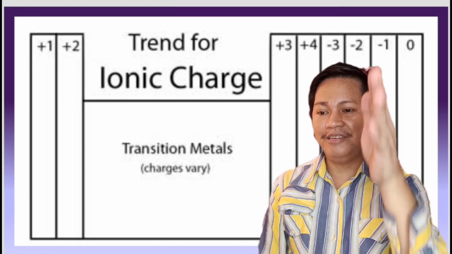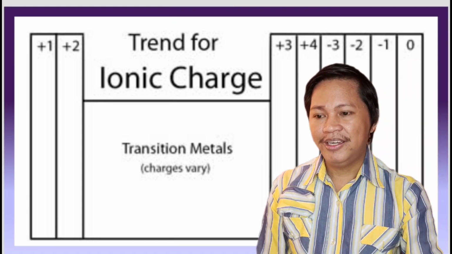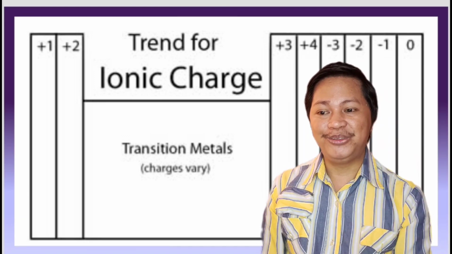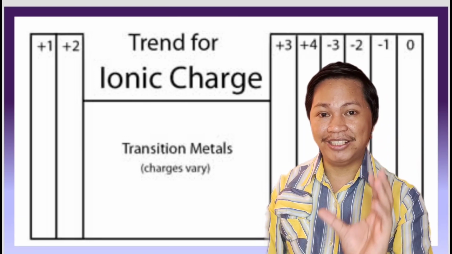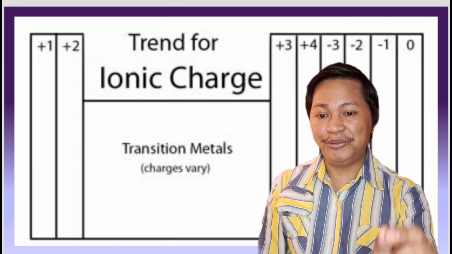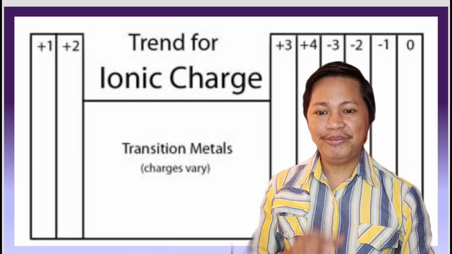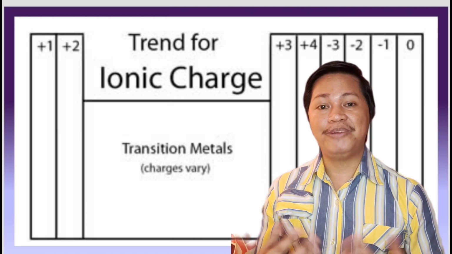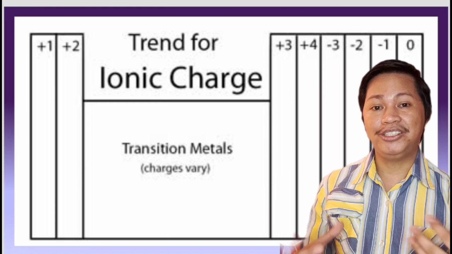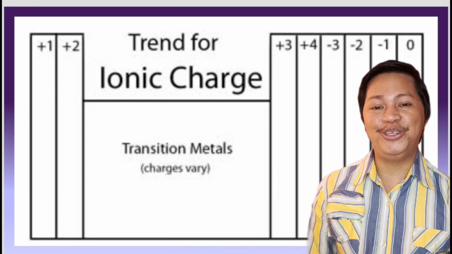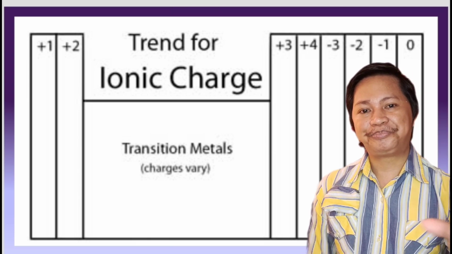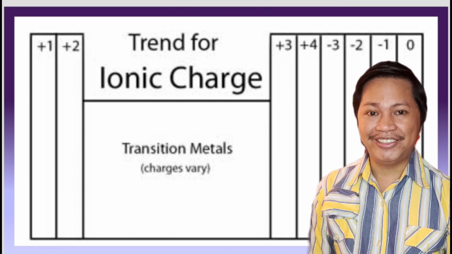For example, elements in group 1, meron silang charge positive 1. Elements in group or family 2, meron silang charge na positive 2, and so on and so forth. So we have negative 3, negative 2, negative 1, and 0. Yung mga 0 na yan, those are stable kasi sila yung mga elements considered as noble gases. Yun ang mga charge na gagamitin natin when we do the calculations of determining the number of electrons.